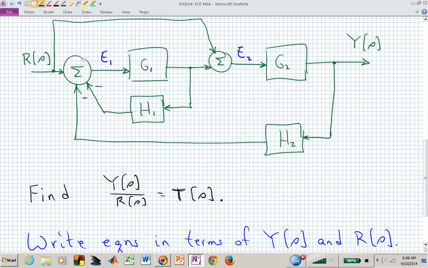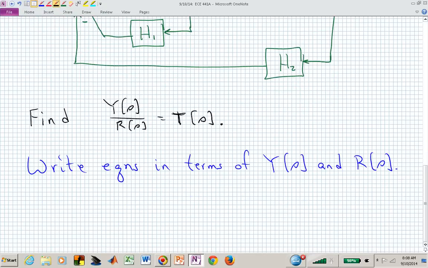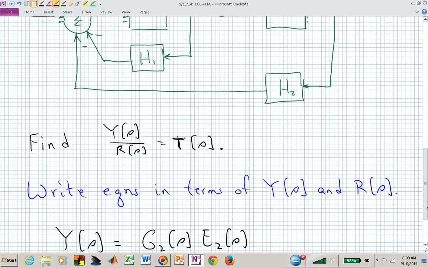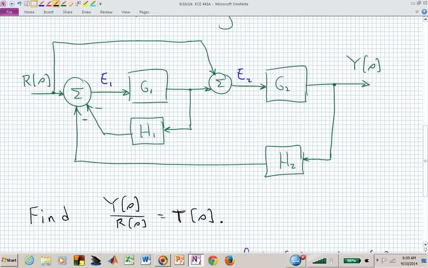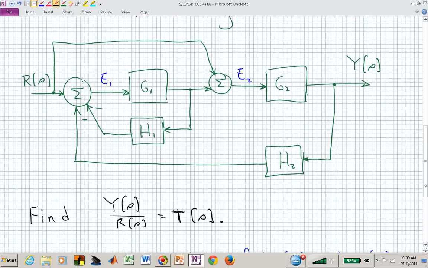Those are signals. To start, we can say that Y of S, and now you may want to refer back to your diagram. I may have to slide back and forth a little bit, but that's now, in terms of that error signal coming out of that second summing junction, simply Y is equal to G sub 2 of S times E sub 2. That shouldn't be too much of a stretch to keep track of. Now, what is E sub 2?